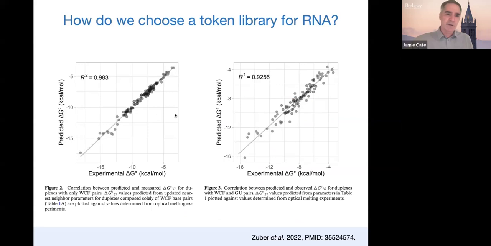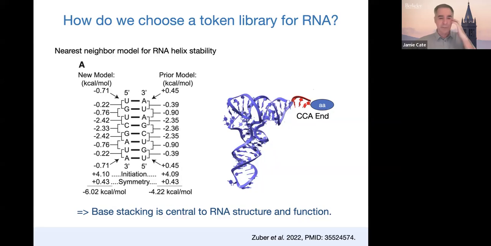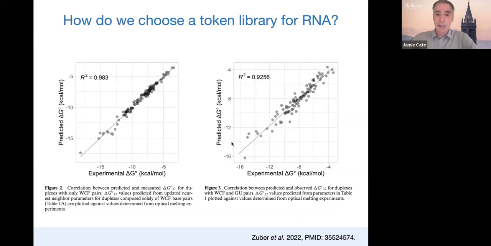This is just another figure to show how well using this nearest neighbor model works for predicting RNA secondary structure stability, and a couple of different figures from that paper. The correlations are quite good. The R-squared values are quite good.